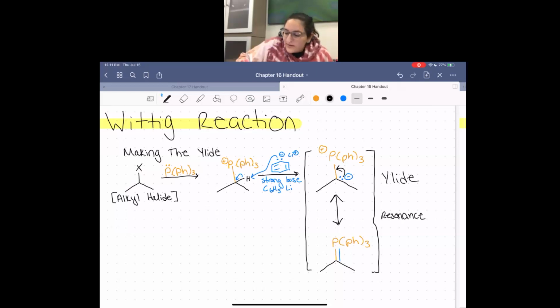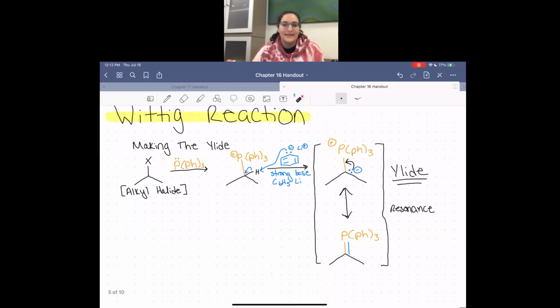So if he were to theoretically, wink, wink, nudge, nudge, ask you which of these is the ylide, both of them are the ylide. They are 2 different resonance structures. So any questions about making the ylide? And I will also note that the ylide is the Wittig reagent.